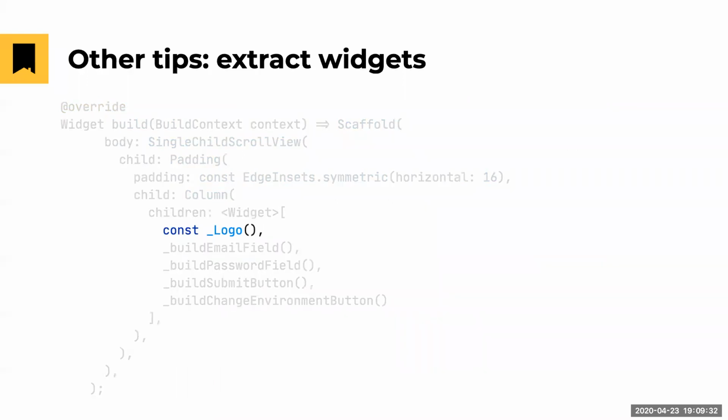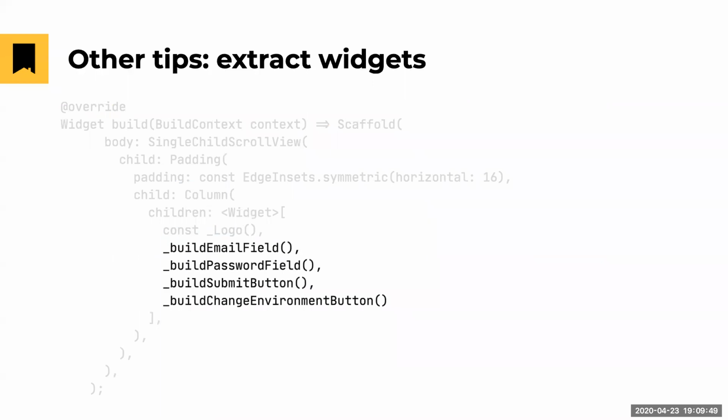For example, one option is to extract some part of your code into a separate widget. And if it doesn't depend on properties of your parent widget, you can even declare it as a constant and even gain a performance improvement. If it's not possible or doesn't seem reasonable, you can at least define some helper build methods that will improve readability.